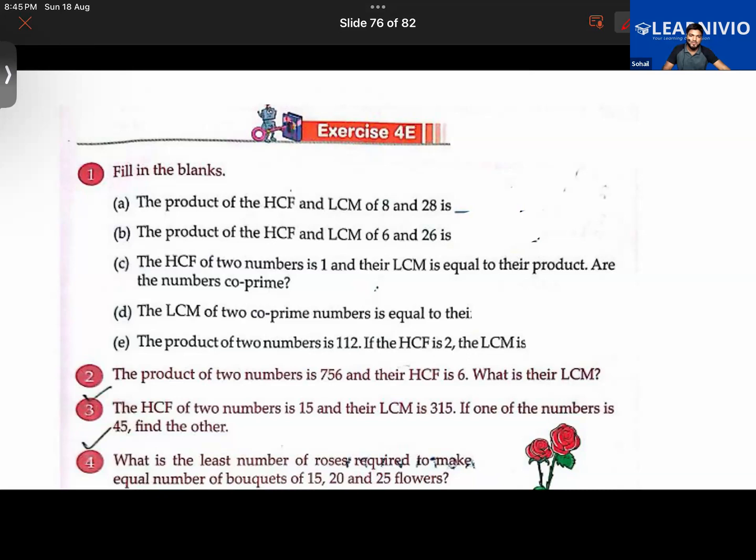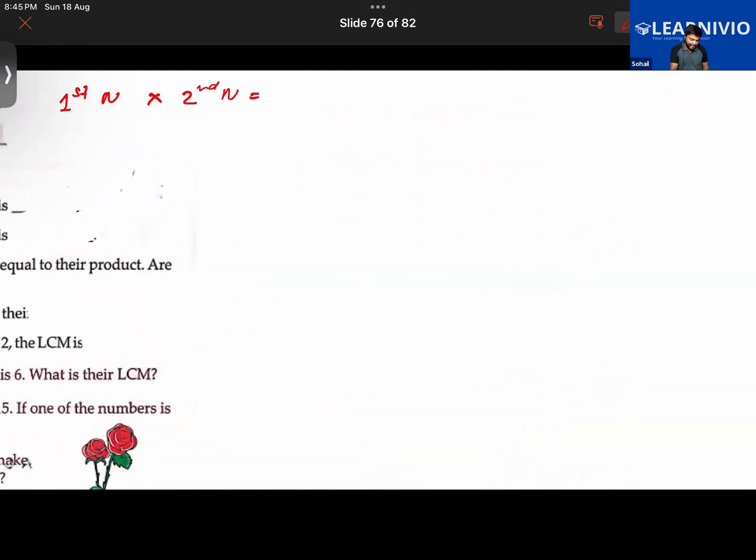The product means after we get HCF and LCM, we have to multiply both. Product simply means multiplication. So we just need to multiply 8 and 28. As simple as that. Because as per the rule, we know that the product of any two numbers, first number multiplied by second number, is equal to the product of their LCM and HCF.